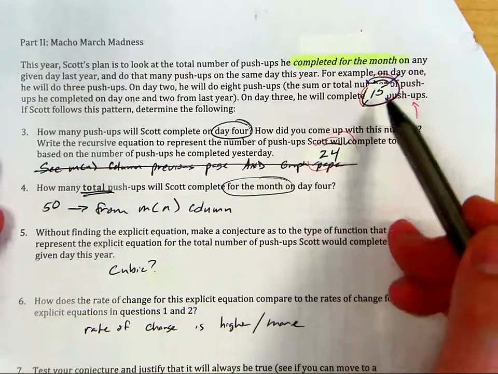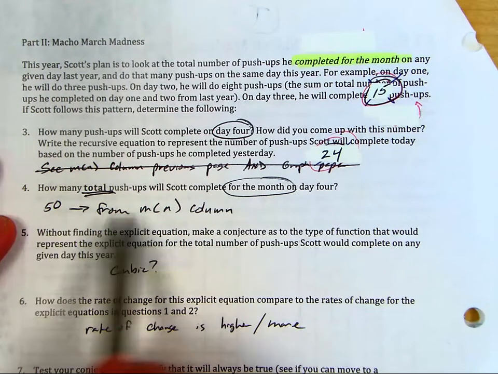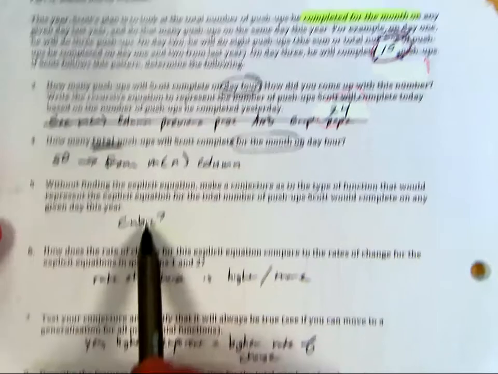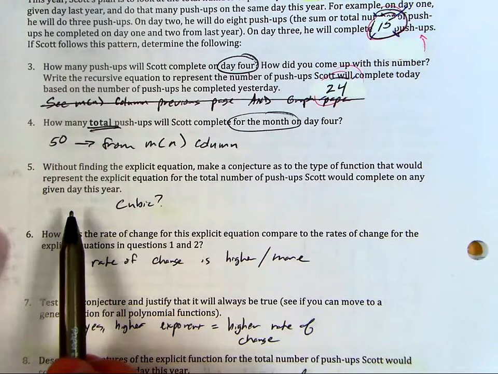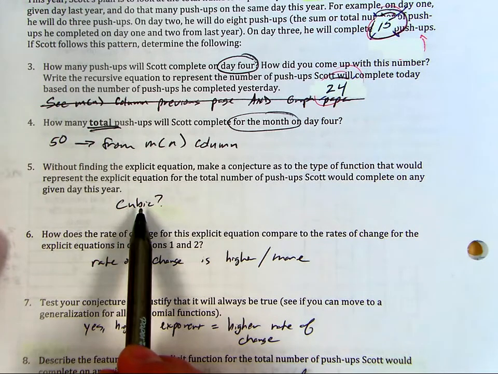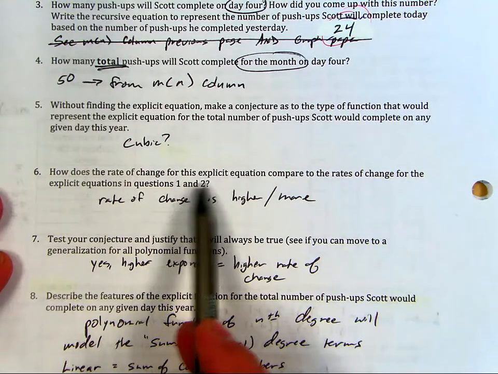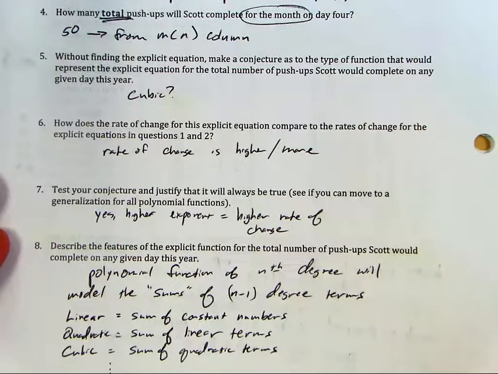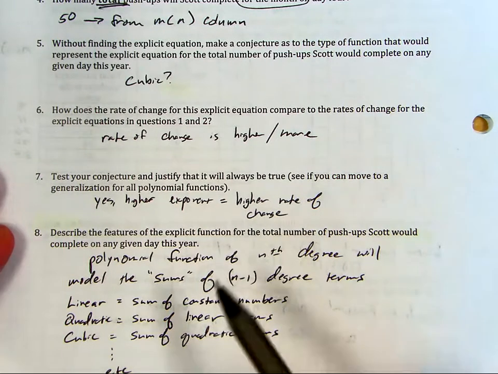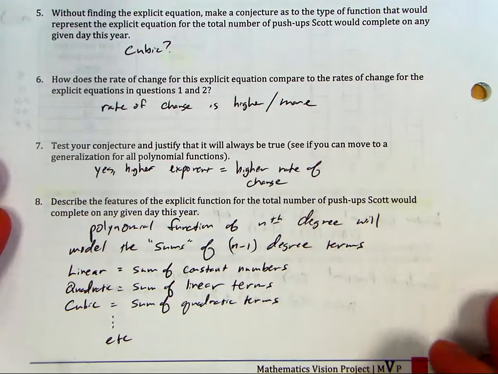So that answer is 15. This one's 24, straight off the column. And if you did the m of n column correctly, you got 50 right there. My guess is, for number 5, the answer is a cubic. So linear is an x, quadratic is x squared. I think this must be an x cubed. I think this must be a cubic because it has a higher rate of change. That's what's different for the explicit equation. And I think that's true. The higher the exponent, the higher the rate of change. And that is one of the big learning points to take away from this task.